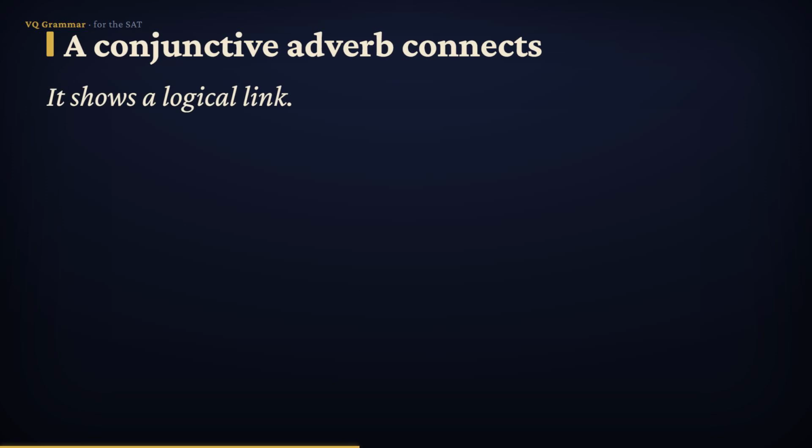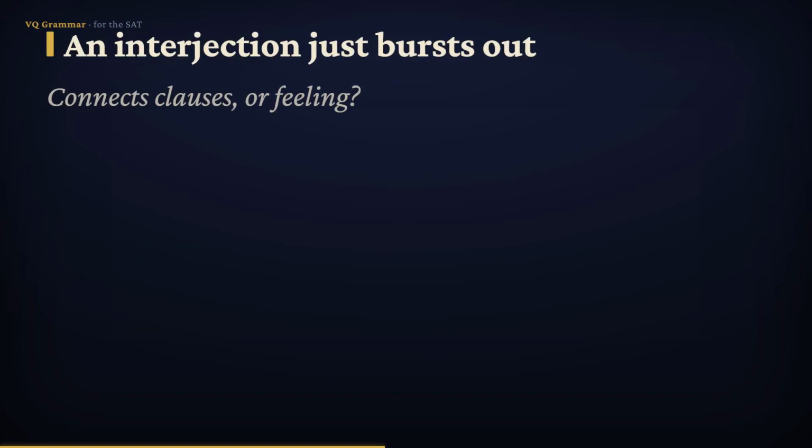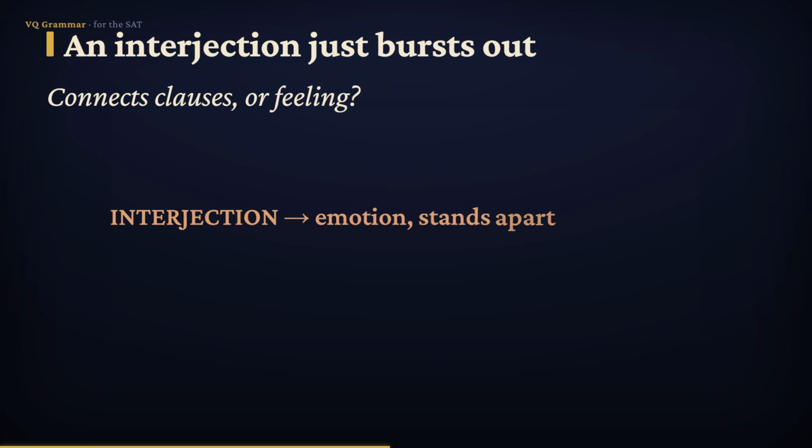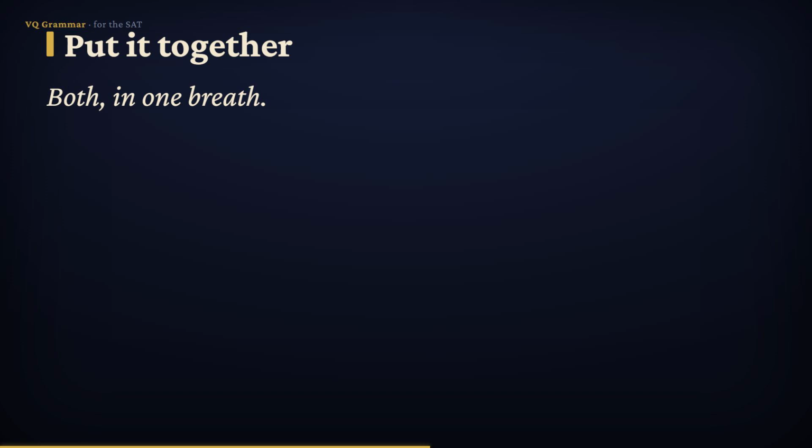Since the test asks you to tell these two apart, here's the clean distinction. A conjunctive adverb connects two clauses and shows a logical relationship, result, contrast, or addition. An interjection does none of that. It simply expresses emotion and stands apart, with no grammatical link. So ask yourself, does the word join two complete clauses? Then it's a conjunctive adverb. Does it just burst out with feeling and could be deleted? Then it's an interjection. Let's put it all together.